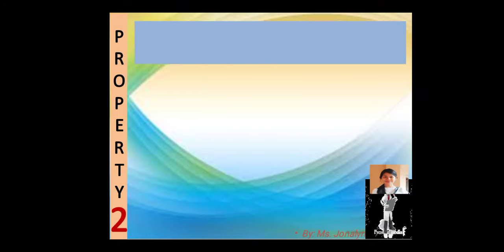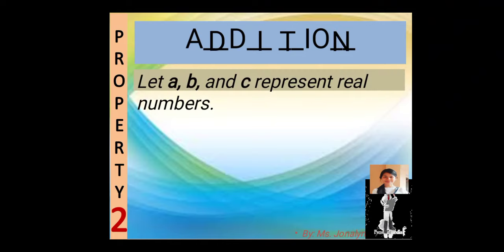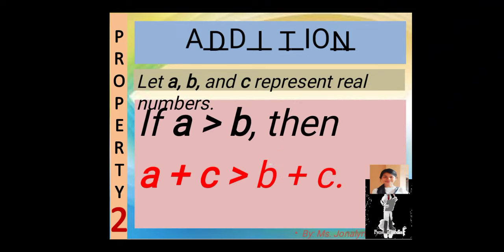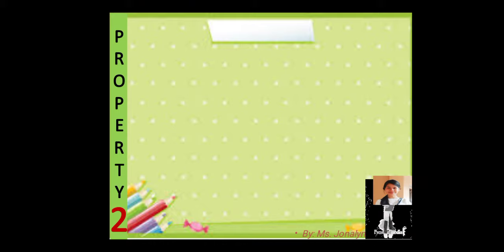Next, we have the addition property of inequality. Still, we let A, B, and C represent real numbers. This property states that if A is greater than B, then A plus C is greater than B plus C. Let's check through examples.